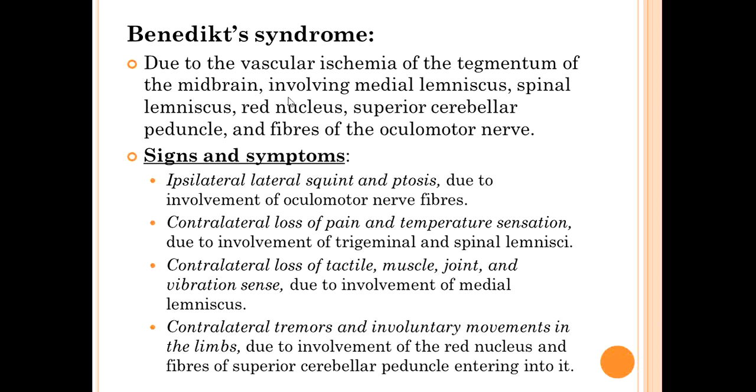Second is Benedict syndrome. It is due to vascular ischemia of the tegmentum. Here the medial lemniscus, spinal lemniscus, the red nucleus, superior cerebellar peduncle and fibers of the oculomotor nerve are involved. So what will happen? Ipsilateral lateral squint and ptosis due to involvement of third cranial nerve fibers, contralateral loss of pain and temperature sensation due to involvement of trigeminal and spinal lemnisci, contralateral loss of tactile, muscle joint and vibration sense due to involvement of the medial lemniscus, and contralateral tremors and involuntary movements in the limbs due to involvement of the red nucleus and the fibers of the superior cerebellar peduncle.